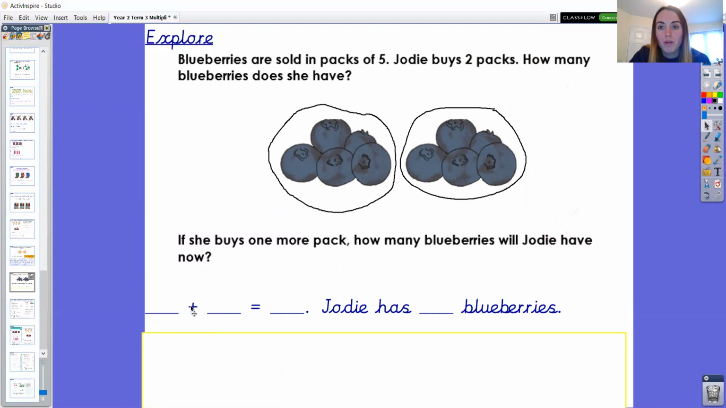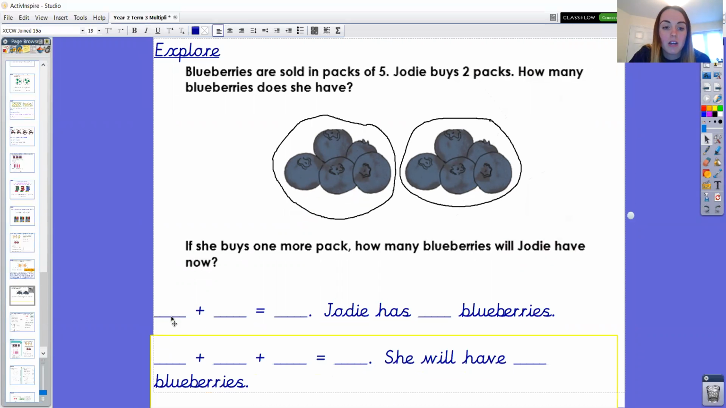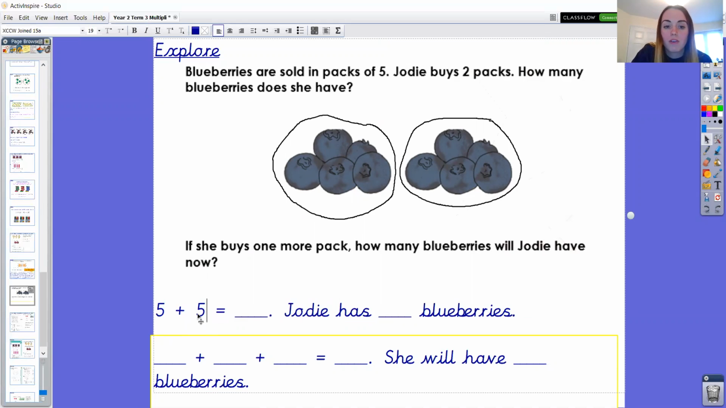So there are 2 packs. So like I say, we are adding a number together twice, but the number that we're adding together is the amount inside each equal group. So as we can see in the picture, there are 5 blueberries inside each pack. So 5 add 5 equals, oh, so how many blueberries does she have?